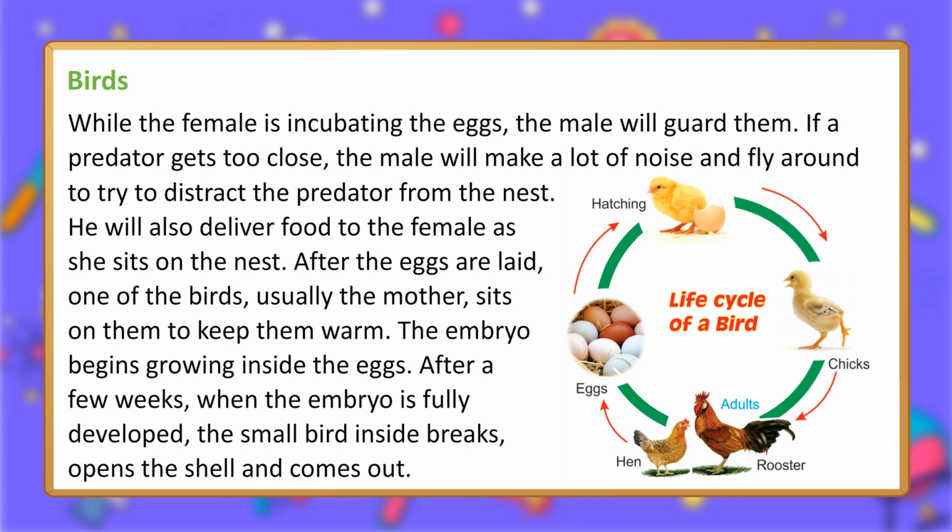After the eggs are laid, one of the birds, usually the mother, sits on them to keep them warm. The embryo begins growing inside the eggs. After a few weeks, when the embryo is fully developed, the small bird inside breaks open the shell and comes out. Life cycle of a bird. Hen. Eggs. Hatching. Chicks. Rooster.